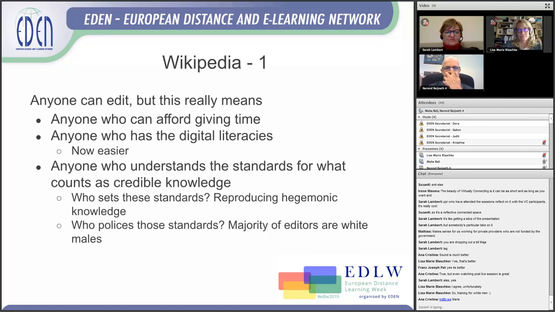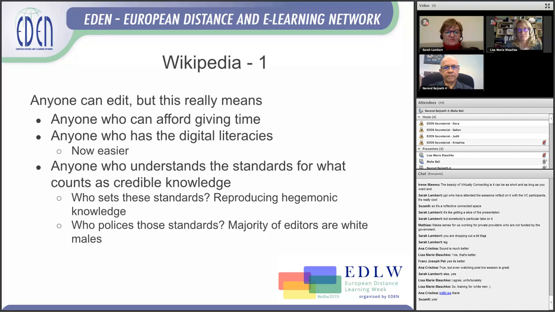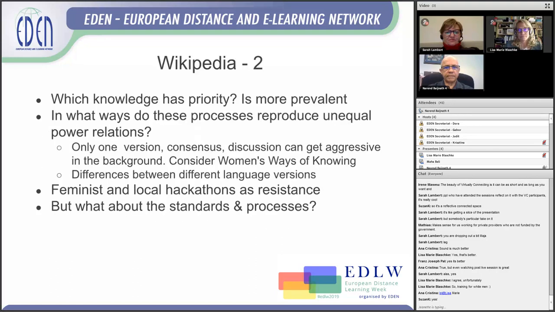A few years ago, it needed markup language, I think. And then people who understand the standards for what counts as credible knowledge. And what counts as credible knowledge about biographies, for example, requires pretty hegemonic standards of what knowledge is. And so, you know, a lot of minorities in the world and minority cultures don't have the documentation that counts as credible for Wikipedia. And therefore, it's quite difficult to get indigenous knowledge by indigenous people to count on a place like Wikipedia. So who polices those standards? And the majority of editors are white male.